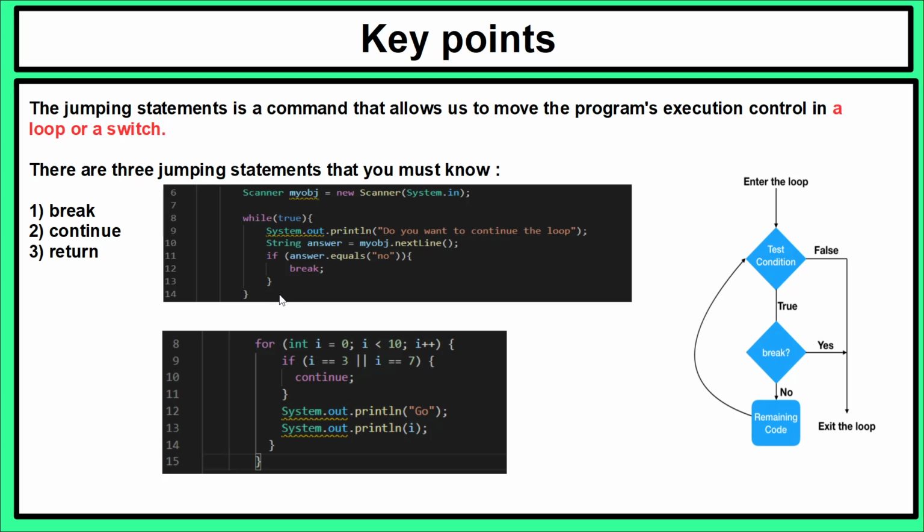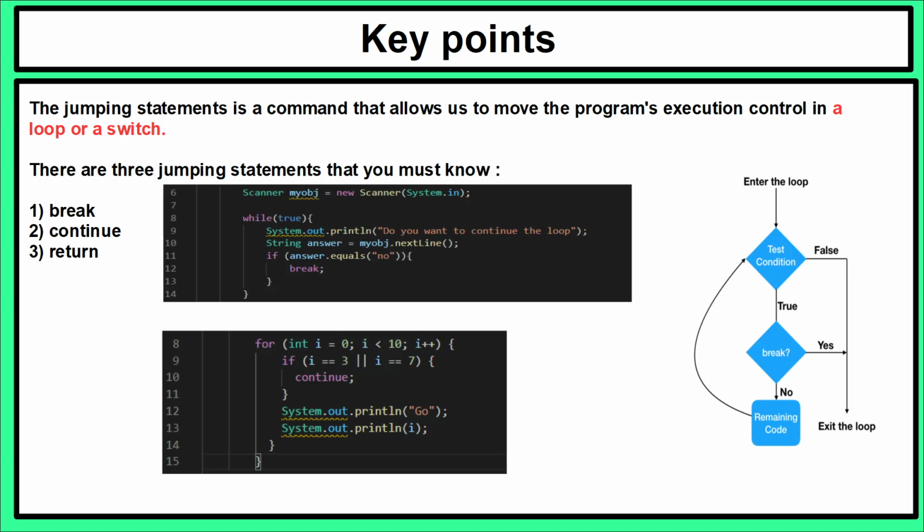For continue, it works in a very similar way. However, here, if i equals 3 or i equals 7, it will do the continue jump statement, and this will continue on to the next iteration. So instead of doing line 12 and 13, it will skip these and go back to line 8 again and continue with the iteration. So break breaks that loop, continue breaks that iteration of that loop. It'll go on to the next iteration.